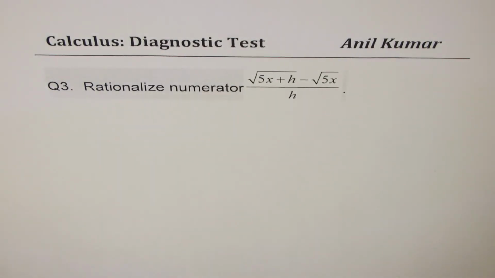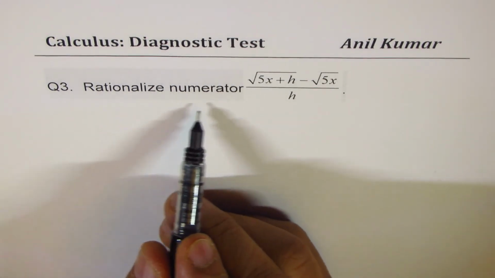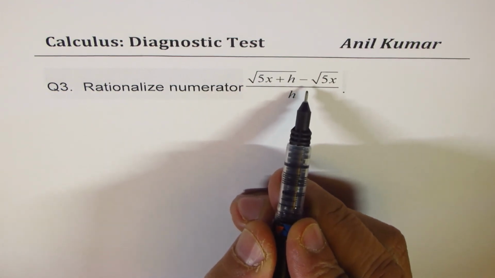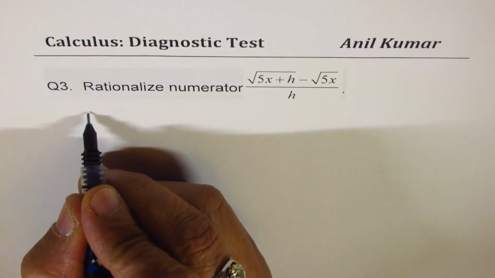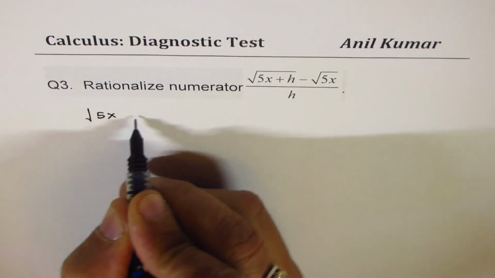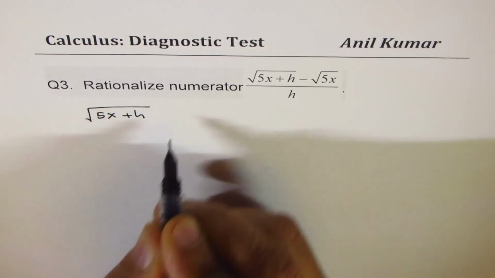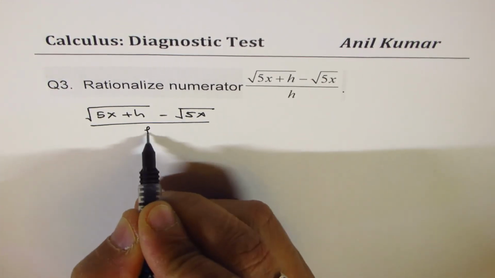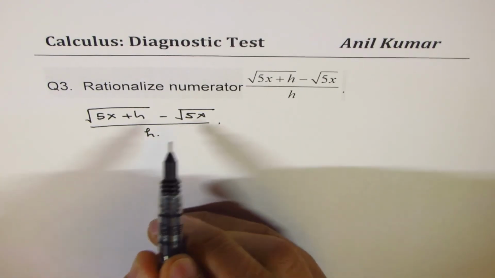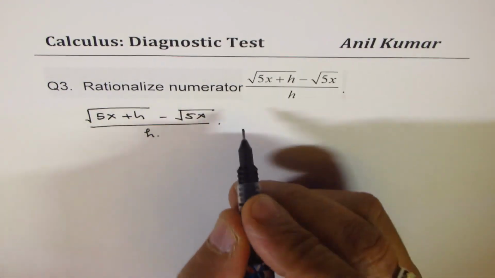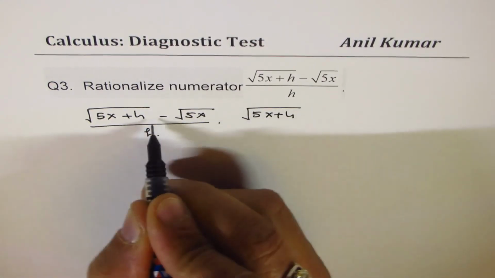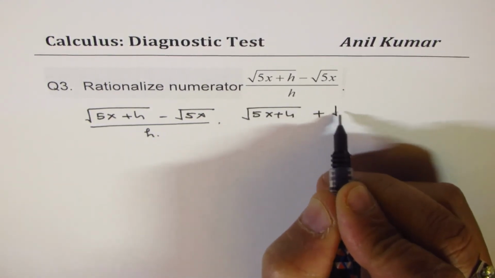Now let's take up the next question, which is rationalization. So now you have to rationalize the numerator. We are given square root of (5x plus h) minus square root of 5x, over h. So let's rewrite this first. Square root of (5x plus h) minus square root of 5x, over h. Now, rationalization really means to multiply and divide by its conjugate. And what is the conjugate? For the conjugate, we have to just change the sign and multiply.